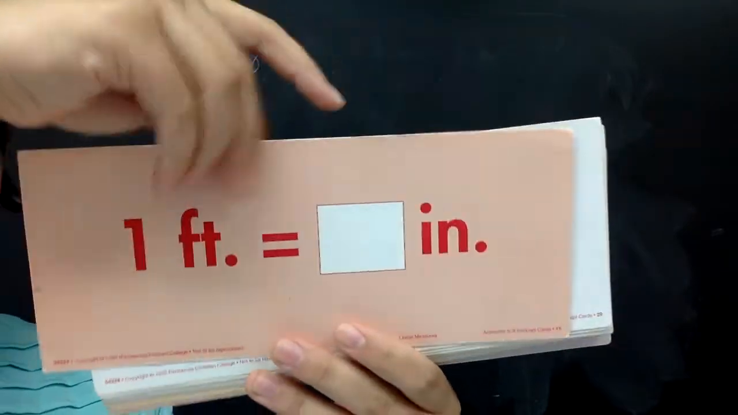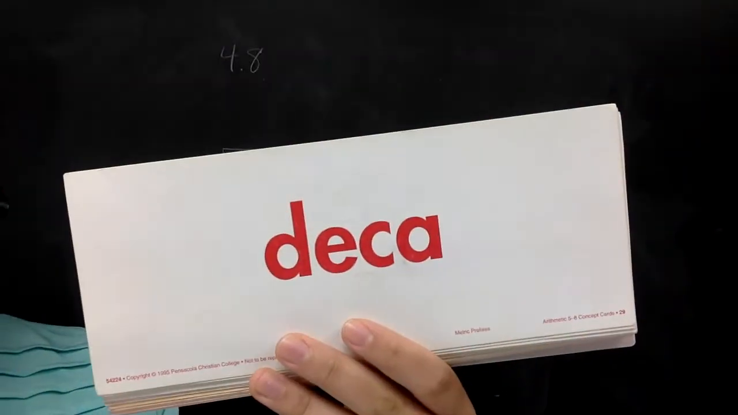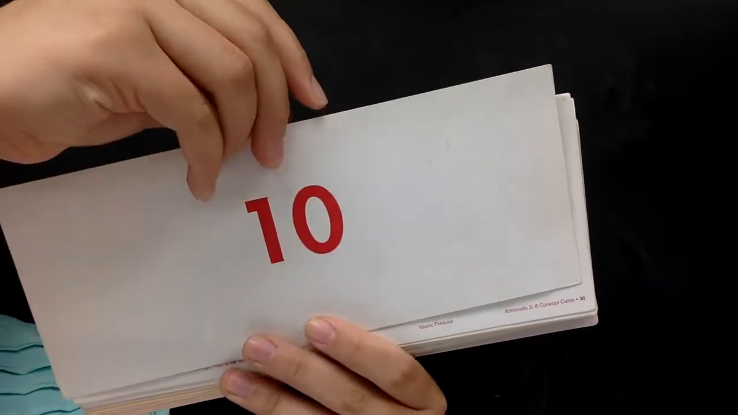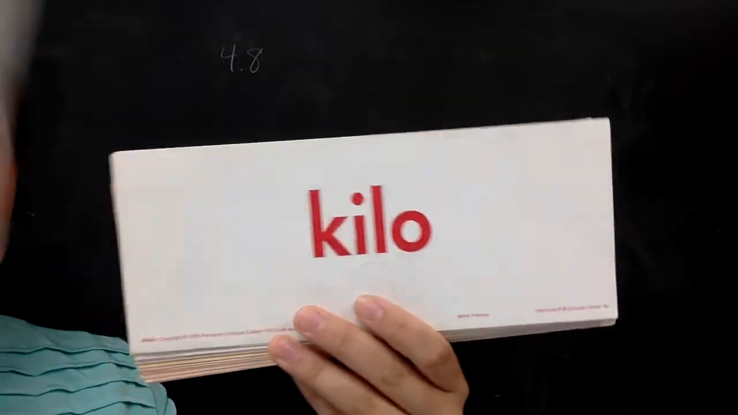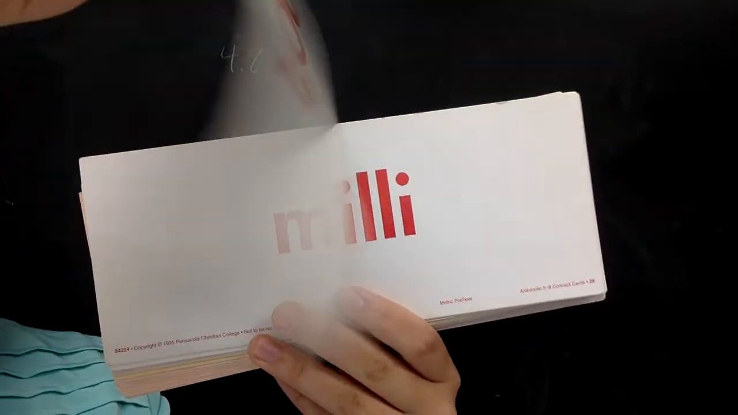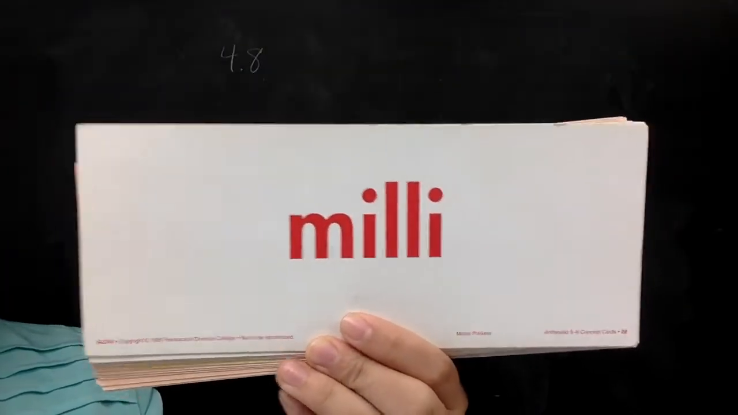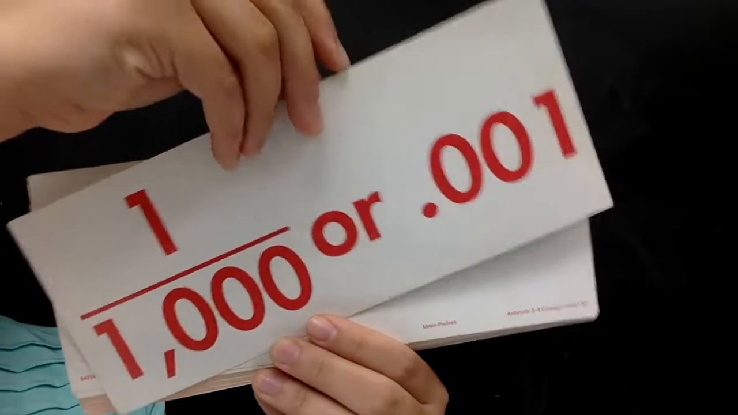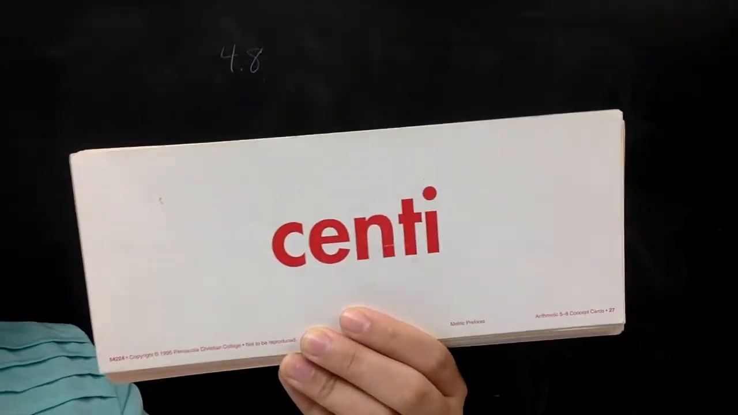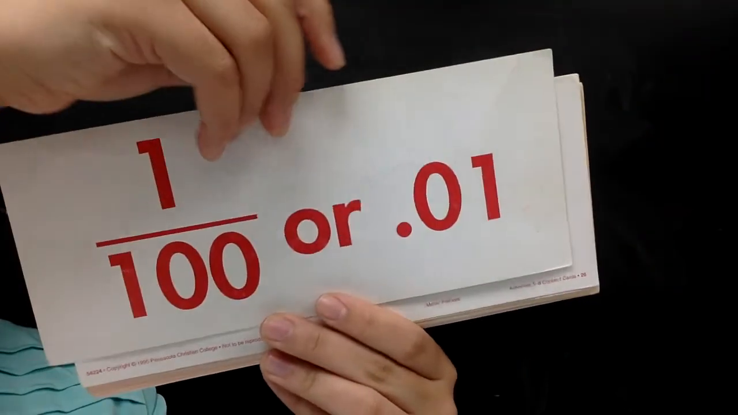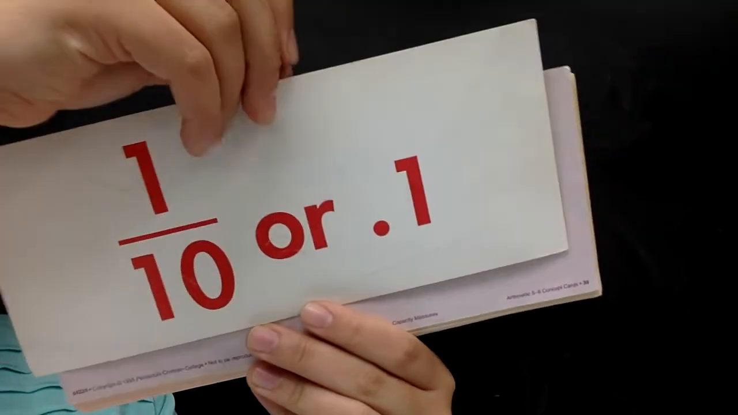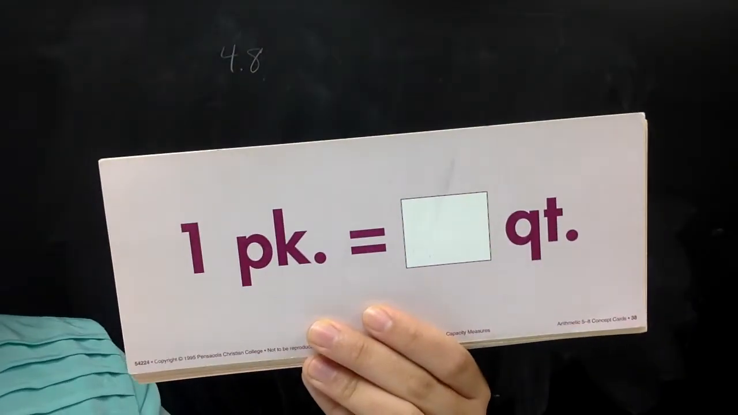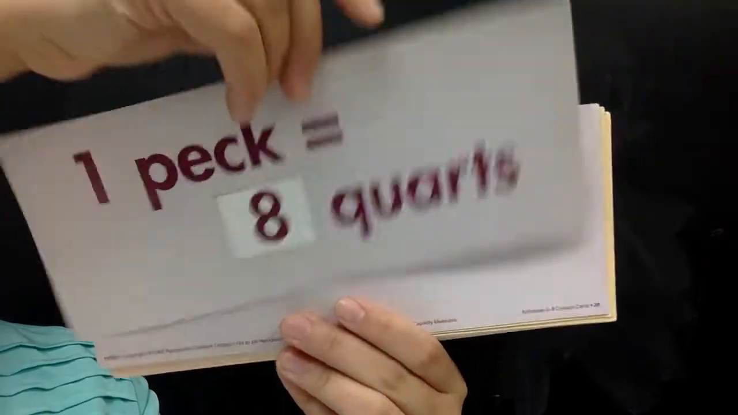1 yard equals 3 feet. 1 foot equals 12 inches. Deca means 10. Hecto, 100. Kilo, 1,000. Milli, 1,000th. Centi, 100th. Deci, 1/10. 1 peck equals how many quarts? 8.